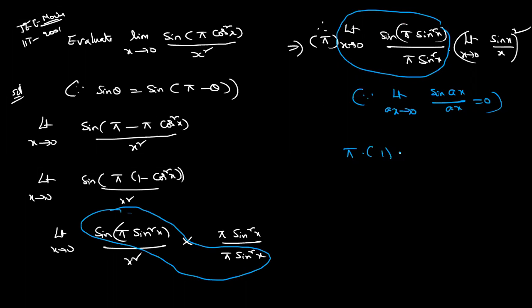This value is how much? 1, into, what about this case? sin²x by x², this is our combination. sin x by x, how much? 1. So finally, what is the answer? Answer is coming pi.